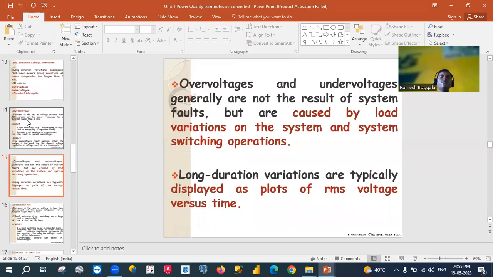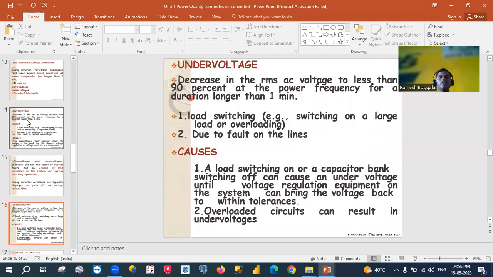Generally these over voltages and under voltages are not the result of system faults, but are caused by the load variations on the system and the system switching operation. Next, under voltage. Under voltage means a decrease in the RMS AC voltage to less than 90% at the power frequency for a duration longer than 1 minute.